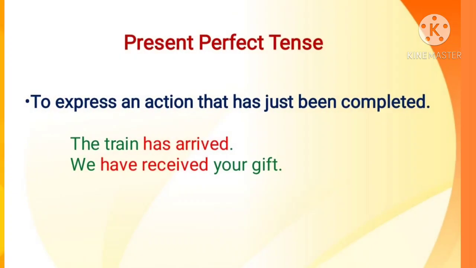Next, we are going to study about present perfect tense. Present perfect tense is used to express an action that has just been completed. Let us look at the examples. The train has arrived. We have received your gift. So, in this sentence, the train has arrived. Here, at the time of speaking, the action has just completed. Okay, at the time of speaking, the train has just arrived. The action has just been completed. We have received your gift. Here in this sentence, at the time of speaking, the action has just been completed. We have just received the gifts.